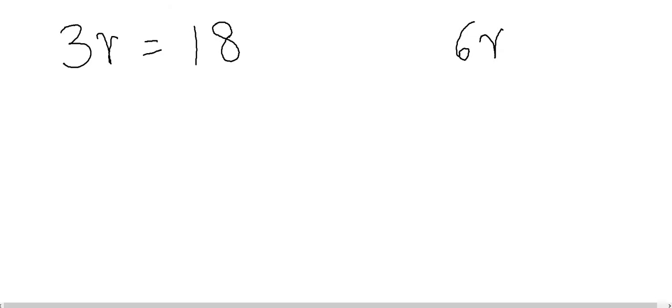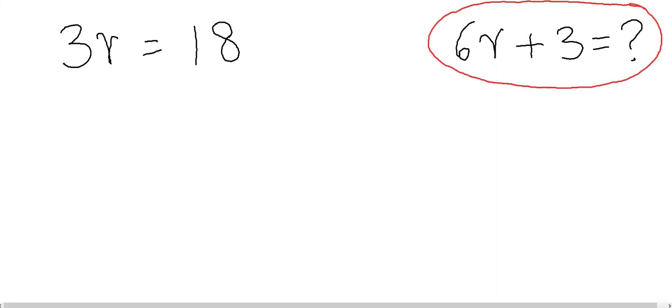So given is 3r equals 18. That's given. And we need to find out 6r plus 3 equals what? Right? So this is what we need to find out.